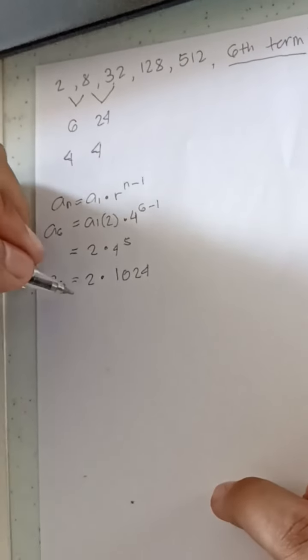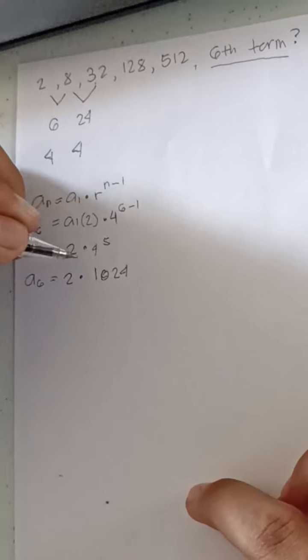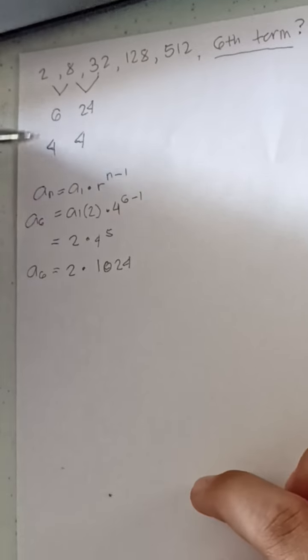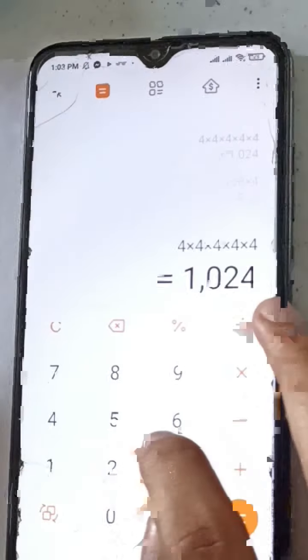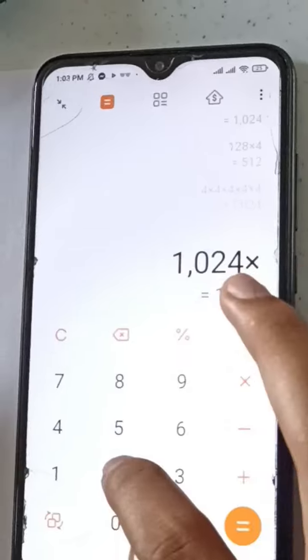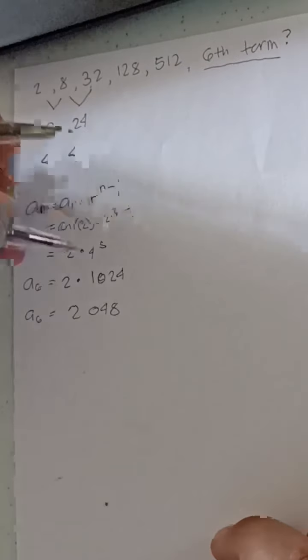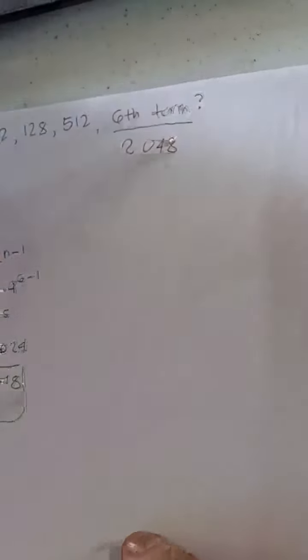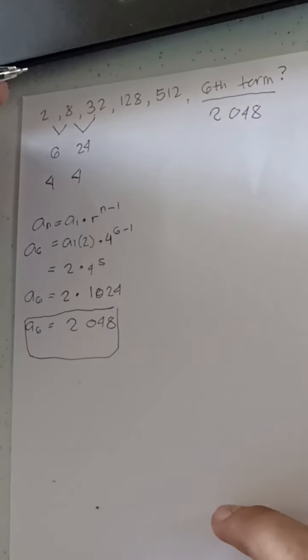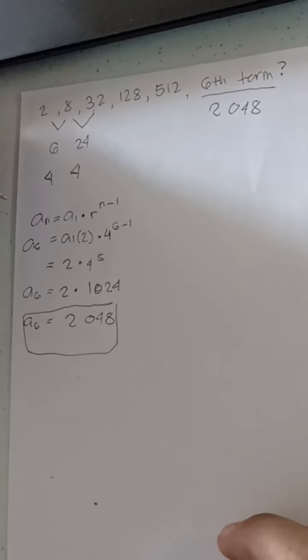Now if we multiply 2 and 1024, we'll find the sixth term. 2 times 1024 is 2048. Therefore, the sixth term is 2048. And that is how you find the terms in a geometric sequence problem, and that would be all.